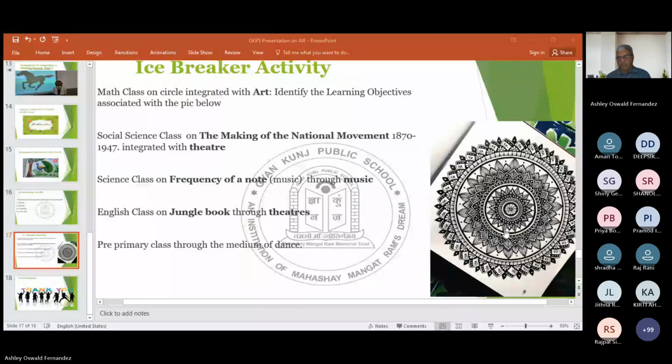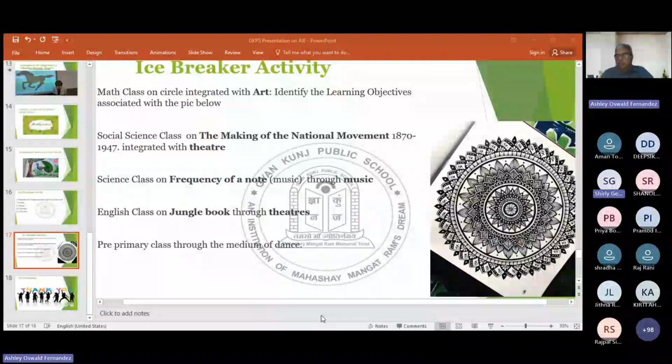Anything else? So can we then move to any other subject? Sir, English? English, okay, yes, English. English class, yes. I'm Shirley, working in Triveni School, Madurai. Okay, you're Shirley. And English class, Jungle Book, you have asked through theater. So you can have freeze frames for different pictures there, for different acts. Then you can have comic strips. You can ask the students to write the comic strips. You can have a role play.